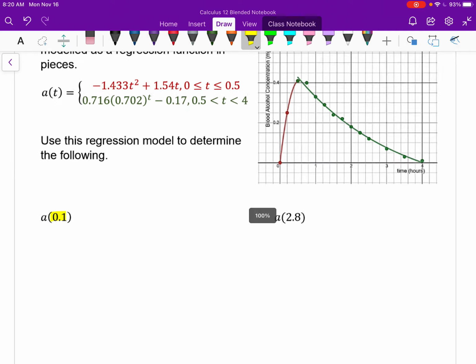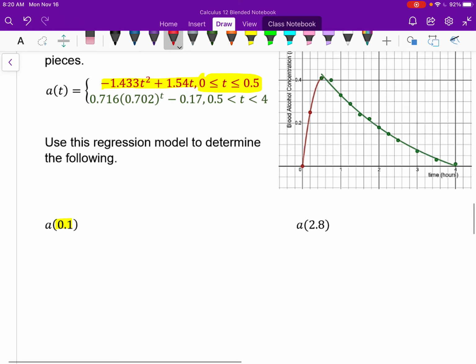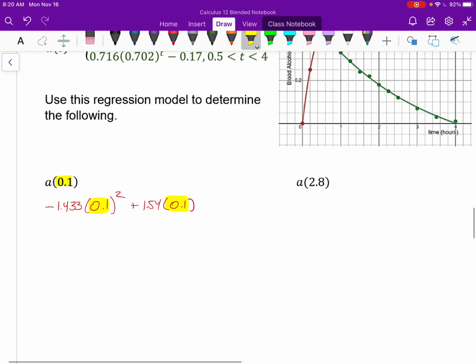The key for that is I'm going to look at this first piece. I have an equation here in piecewise form, and I know I want to look at that first piece because time is between 0 and 0.5. So for this, I'm going to go to that equation and substitute t with 0.1. So negative 1.433 times 0.1 squared plus 1.54 times 0.1. I know I'm looking at just that piece because the 2 pieces are differentiated by that little restriction on the right-hand side. With that said, I can just go to my calculator.